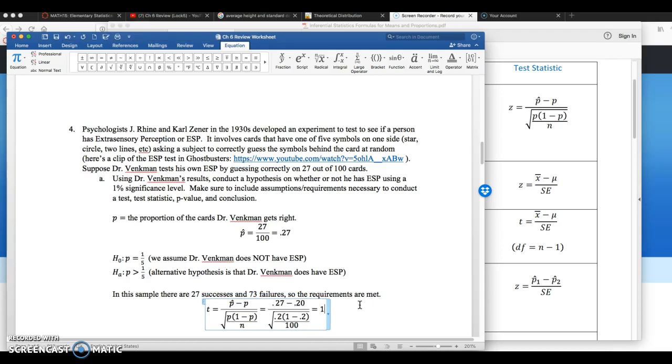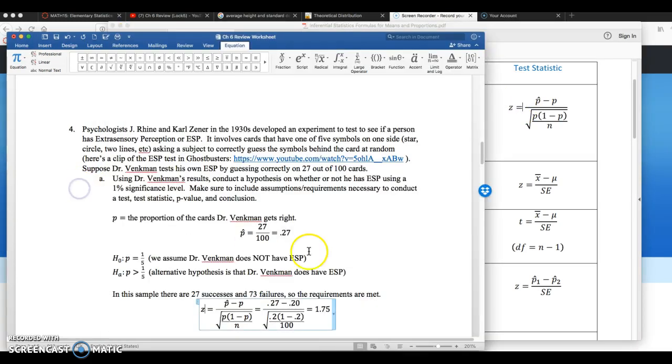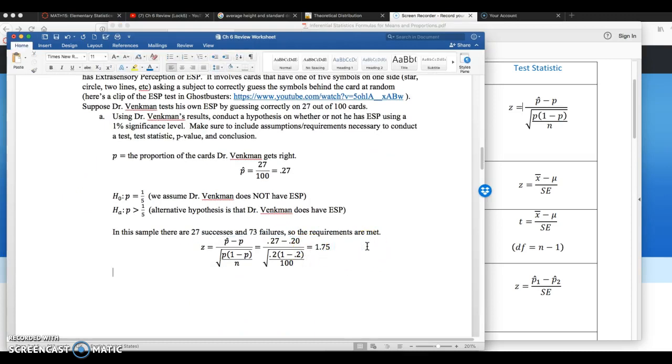I'm going to plug this in my calculator. All right, I got 1.75 as my test statistic. And from that test statistic, we could look at the p-value. Oh, excuse me, I made a mistake on here. We are not using t, we're using z. Our test statistic is z for a single proportion. And now I need to get the p-value. To do that, I'm going to look at StatKey. And just to note right here, since p is greater than 1/5, this is a right tail or one-tailed test.